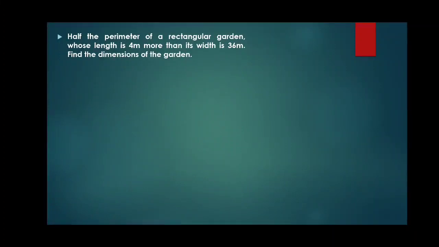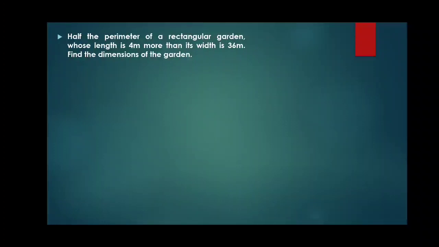Coming to the fifth question. Half the perimeter of a rectangular garden. So we know that perimeter is the length of the boundary of the given figure. Here our given figure is a rectangle. Half the perimeter of a rectangular garden whose length is 4 meter more than its width is 36 meter. Since it is a garden, the length and breadth are in the units of meters.